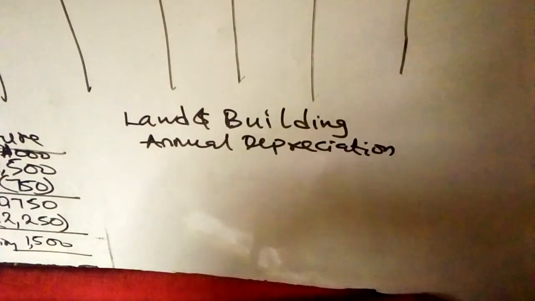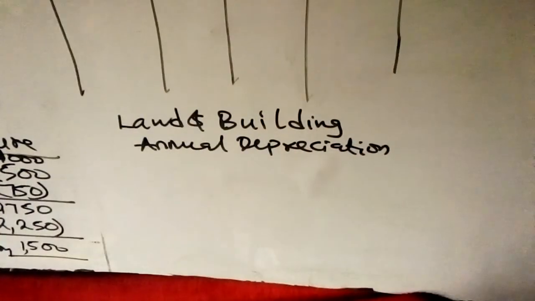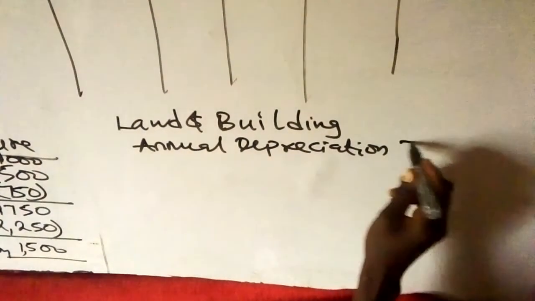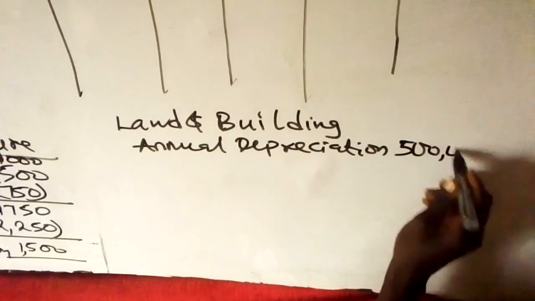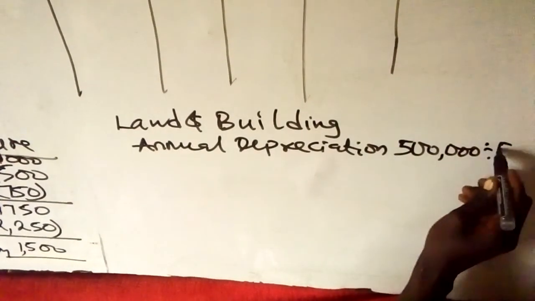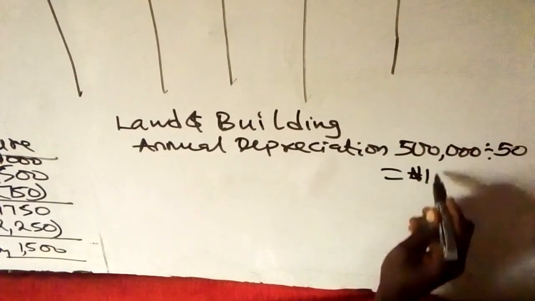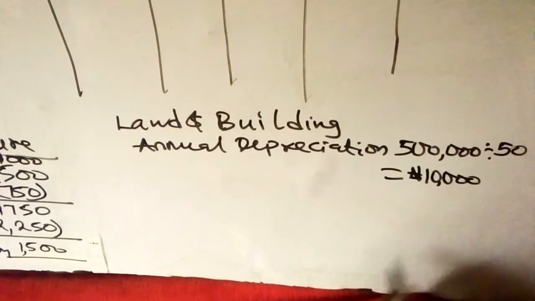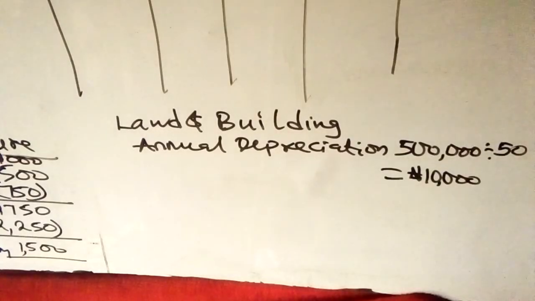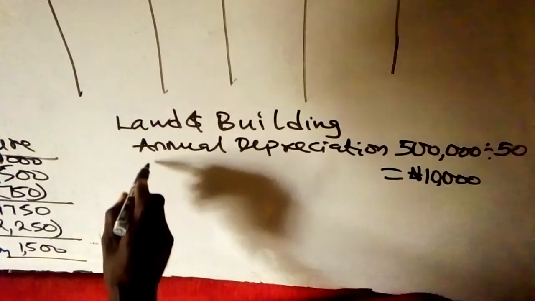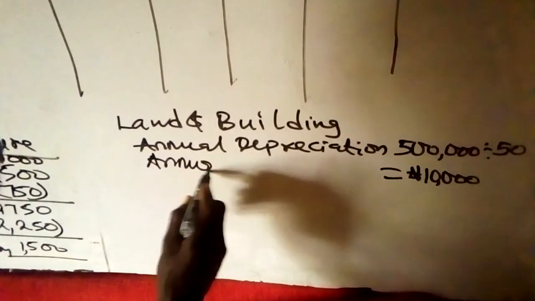And that is 500,000 divided by the life of 50. That will give us 10,000, and this is the annual depreciation on land and building.